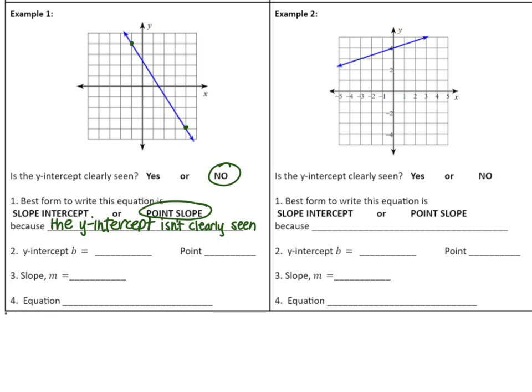I'm just going to write down the ordered pairs for both of my points. This one up here is negative 1, 4. And this one down here is 4, negative 4. I can pick either one of those points. I'm going to pick the first one up there, so I'm going to choose my point, negative 1, 4. Remember, it doesn't matter. And then I need to find my slope.